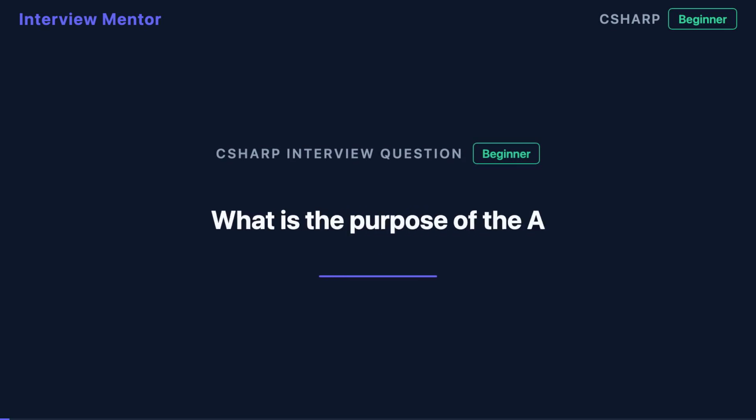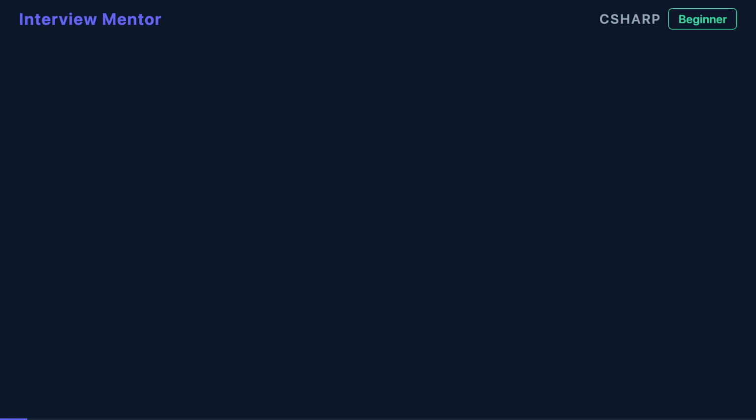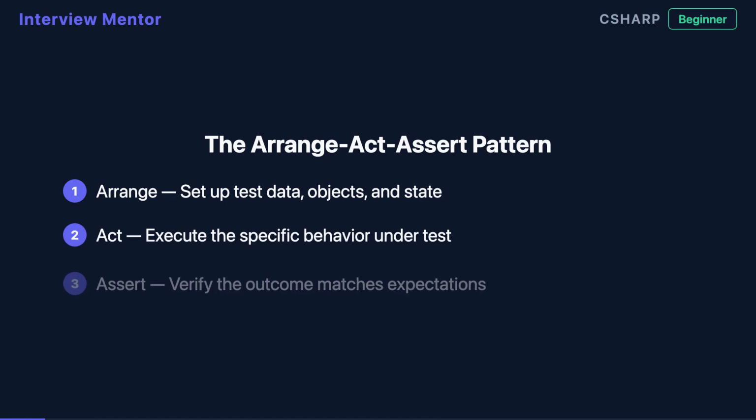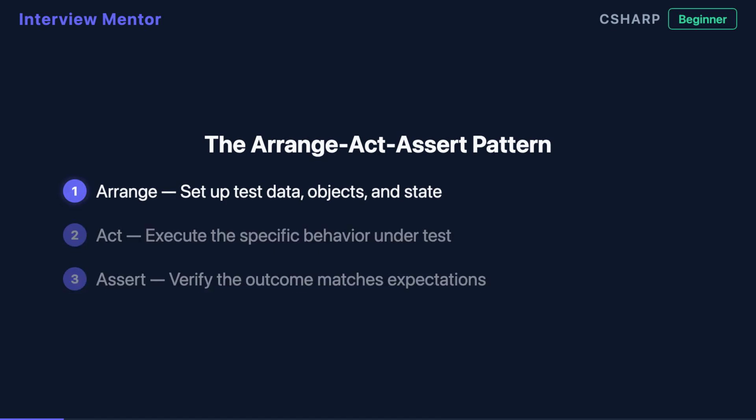Ever written a unit test so tangled you couldn't tell what it was actually checking? The Arrange-Act-Assert pattern, often called AAA, gives every unit test a clean three-phase structure. In the first phase, you arrange, setting up your test data. In the second, you act, calling the behavior you're testing. And in the third, you assert, verifying the result. This simple structure alone transforms hard-to-follow test code into something anyone can read.